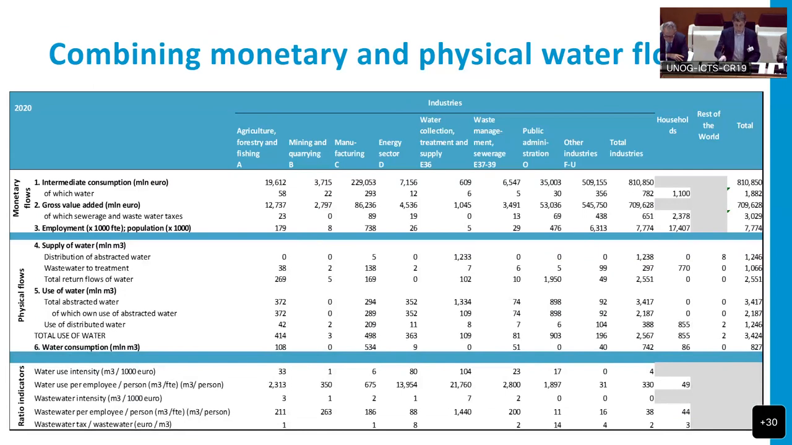Well, it's still a big table, but this is a so-called combined presentation of fiscal for water. Basically, what you see here in the top part are monetary flows from our national accounts. In the middle part, you have the fiscal flows from the water accounts, the supply and use tables. And below, you have so-called ratio indicators.